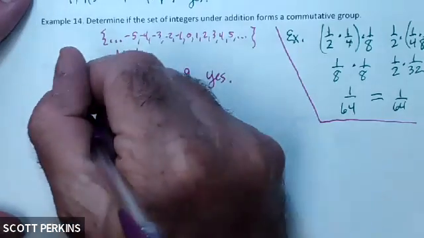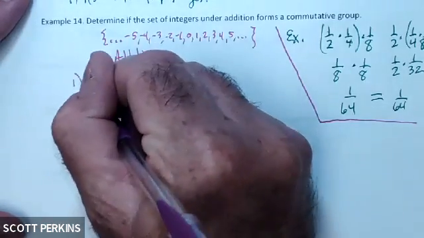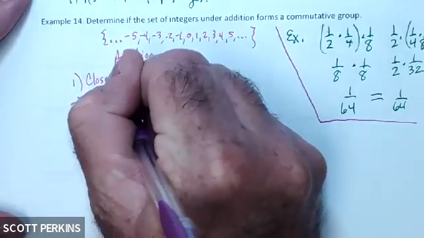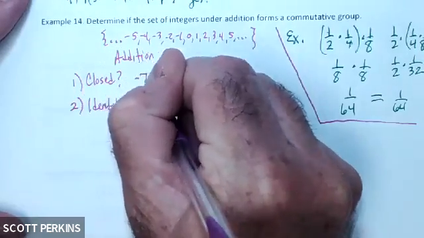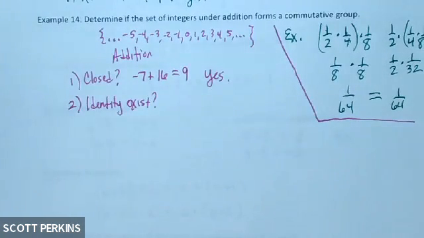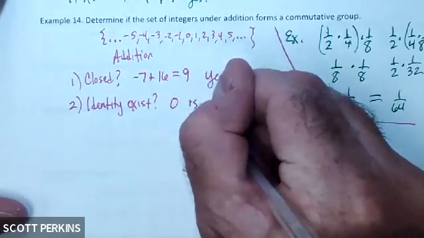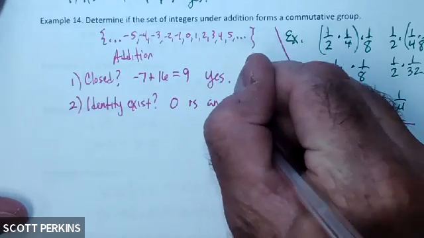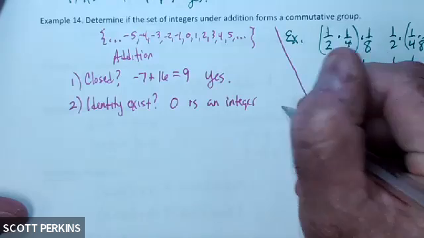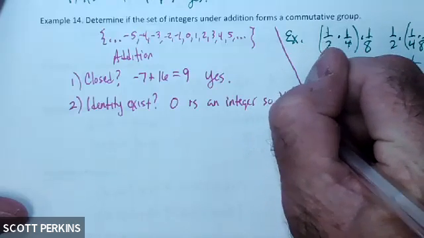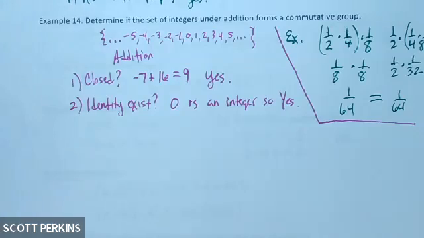The second thing is, does an identity exist? All right. Well, we know we've answered this a bunch of times already. What's the identity for addition? 0. Is 0 an integer? Yes, it is. Okay, so 0 is an integer, so we're good. We're 2 for 2. Zero is an integer, so yes.